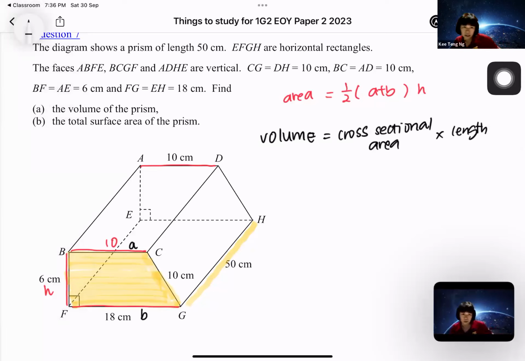Okay, give me a minute. Let me switch on one more light. Now I can see better.